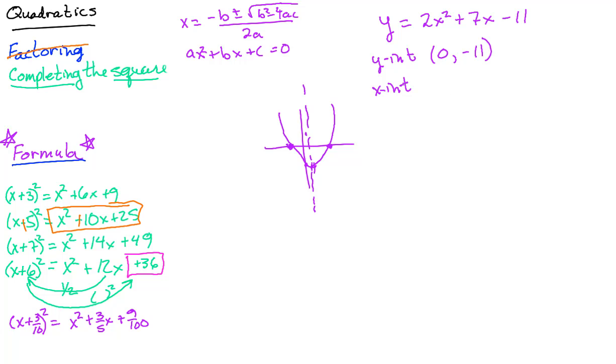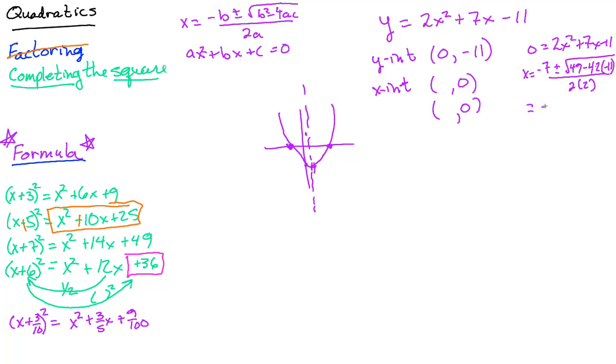You can use the formula, or you can complete the square, or you can factor it if you're able to do that. But that is putting 0 in for y, and that allows us to use the formula. So we have 0 equals 2x squared plus 7x minus 11. So I'm going to do that. x equals negative b plus or minus the square root of b squared, 49, minus 4 times a times c. That's minus 4 times 2 times a negative 11. Oh boy, so that's positive 88, all over 2a, 2 times 2.